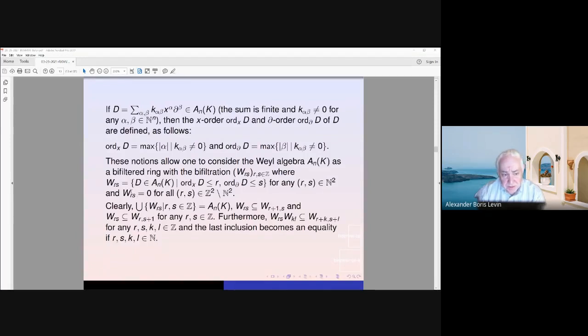And if at least one of these numbers r, s is negative, then W(r, s) is zero. And of course, the union of all these W(r, s) is the whole Weyl algebra. And you have an increasing sequence with respect to each of the two indices if you fix the other one. So you have this inclusion if you fix s, and you have this inclusion if you fix r. And of course, if you have positive indices, then you have this inclusion.